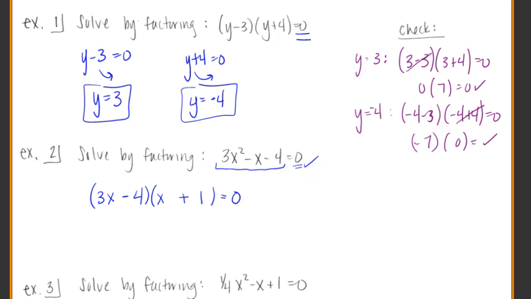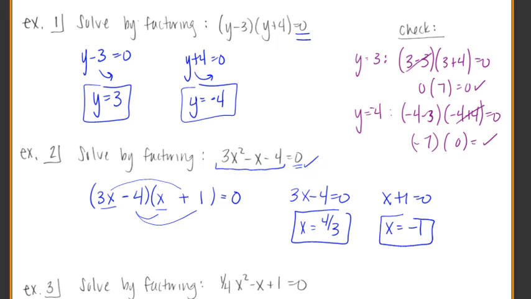And just to double check, let's multiply this out. 3x times x is 3x squared. If I do the outsides, 3x times 1 is a positive 3x, but a positive 3x minus 4x is negative x, and then last will give me my negative 4. All right, so I know I've got this all factored correctly. So because the product equals 0, I can go, all right, 3x minus 4 equals 0, or x plus 1 equals 0. So x is going to be 4/3, or x is going to be negative 1.